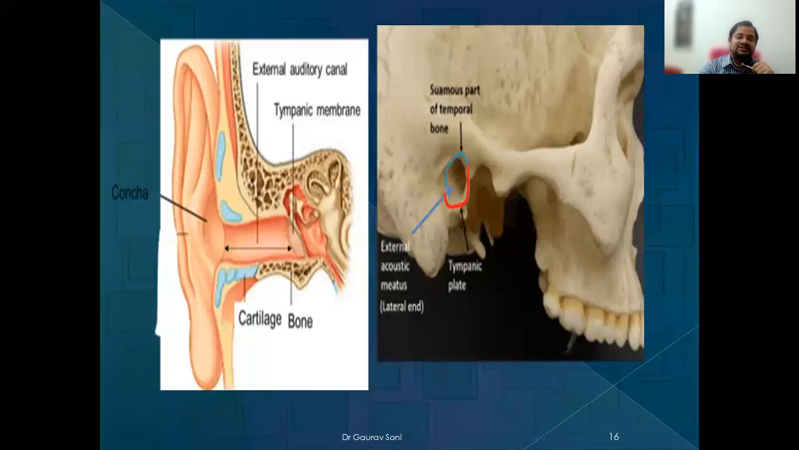Here you can see that if all the external parts are removed, in the skull also you can identify the opening of the EAM. This is the external acoustic meatus opening, the lateral end.